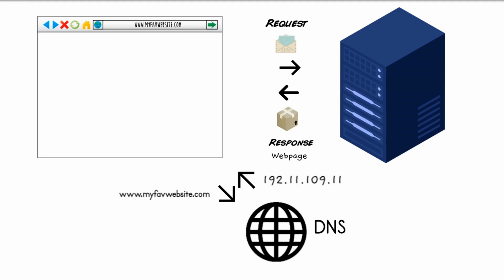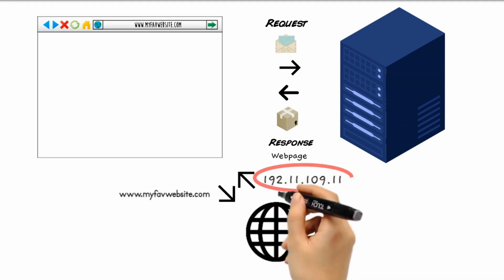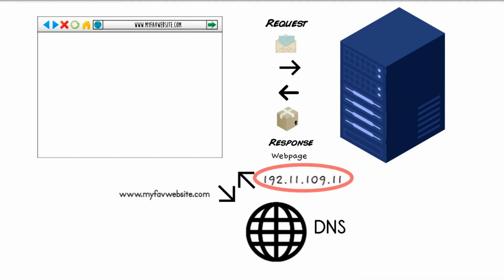Now what is this IP address? Well, an IP address is a unique ID that identifies any device on the internet, which is very similar to your house address. Just how your house is identified uniquely, your computer is also uniquely identified through an IP.